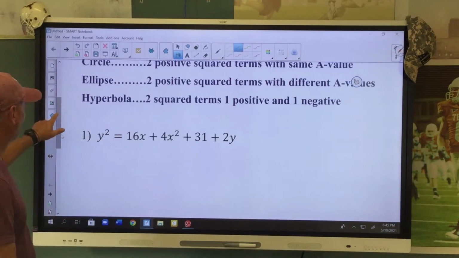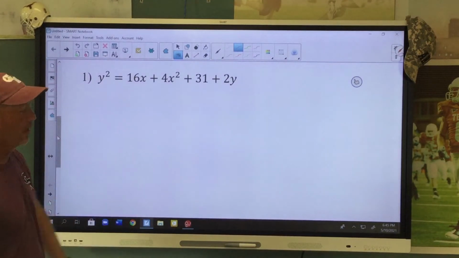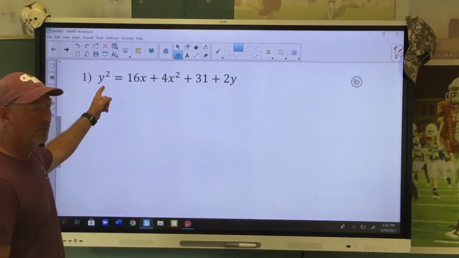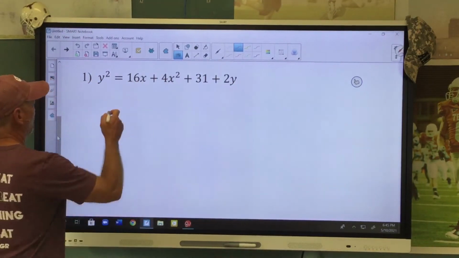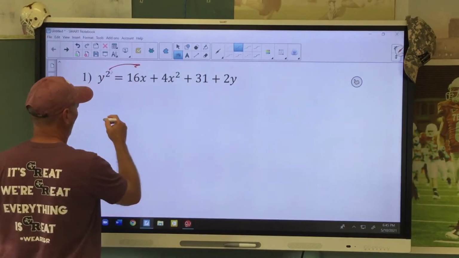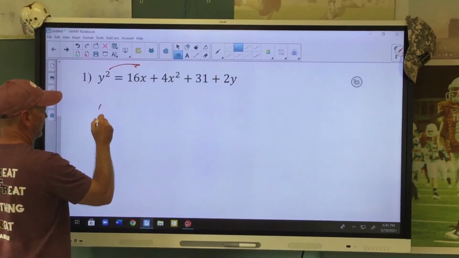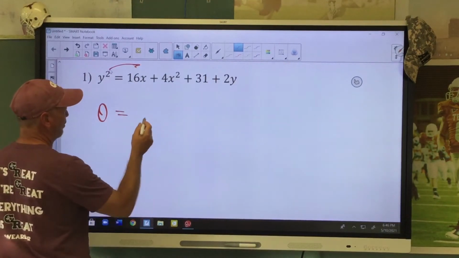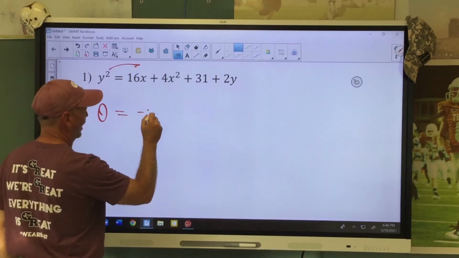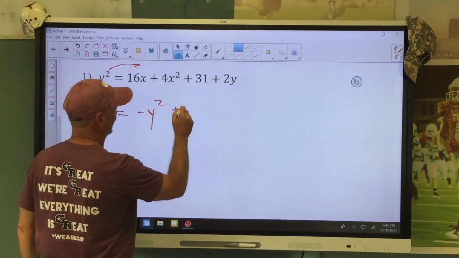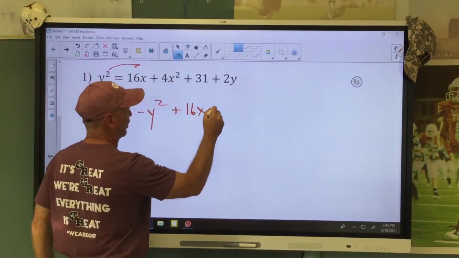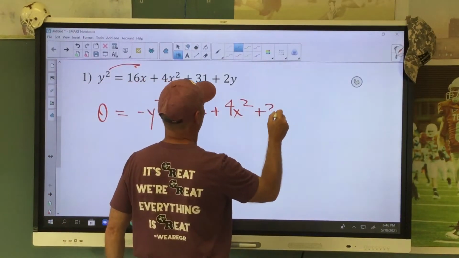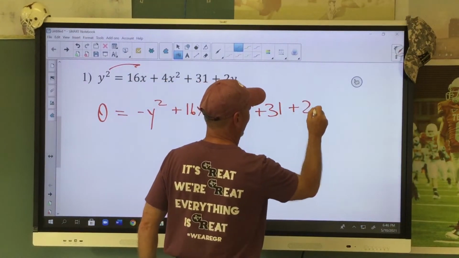Okay? Alright, so first example, we're going to look at this problem. We're going to move everything to one side and get a 0. The easiest thing to move is just to move the y squared. So we move the y squared by subtracting, and we're going to get 0 equals, I'm going to try to line them up if I can, but if you look at this, you're going to have a negative y squared plus 16x plus 4x squared plus 31 plus 2y.